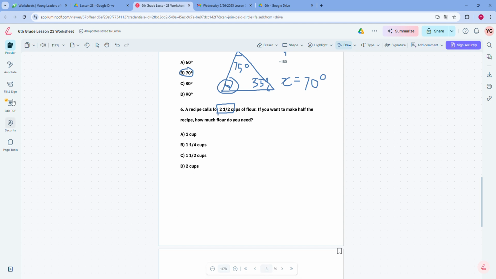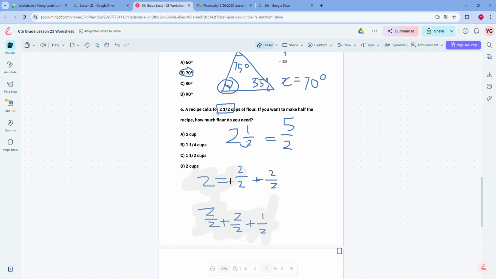A recipe calls for 2½ cups of flour. If you want to make half the recipe, how much flour do you need? So 2½ is going to be equal to 5/2. And you know this because this is a whole number, but that comes from this fraction. So 2 is basically equal to 2/2 plus 2/2. So that here would be 2/2 plus 2/2 plus 1/2, since that's 1/2. And there you get 5/2. So that's how I got 5/2.